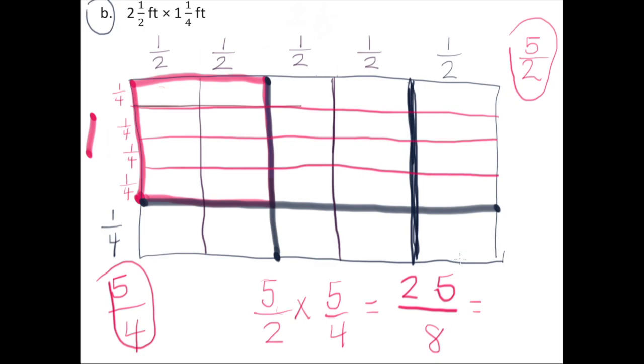I can pull 2 wholes out of that. I just pulled 16 eighths out of 25 eighths. Let's figure out how many eighths we have left. I'm just going to use this space as some scratch paper. We're looking at 25 minus 16. 15 minus 6 is 9. So what we're left with is 2 and 9/8.